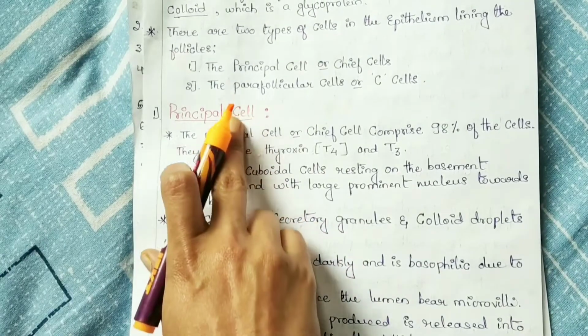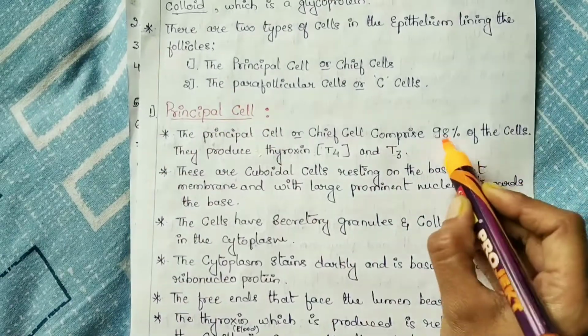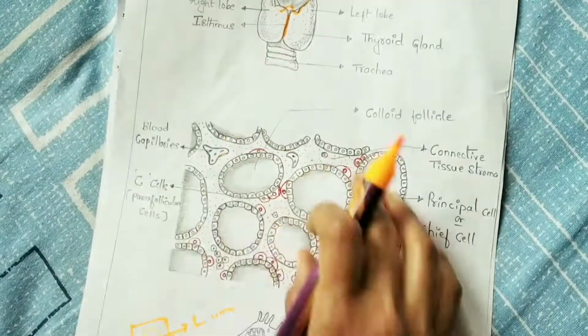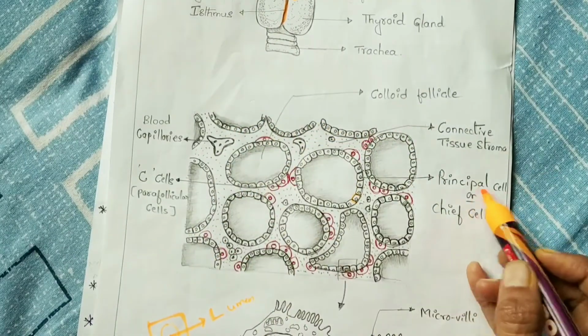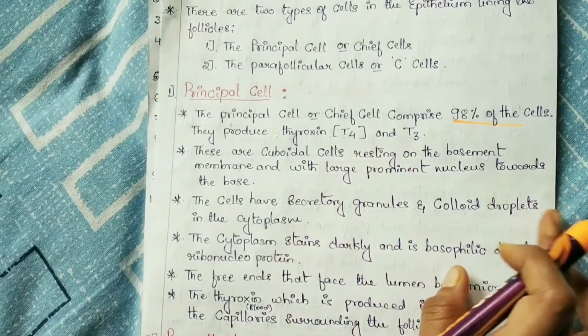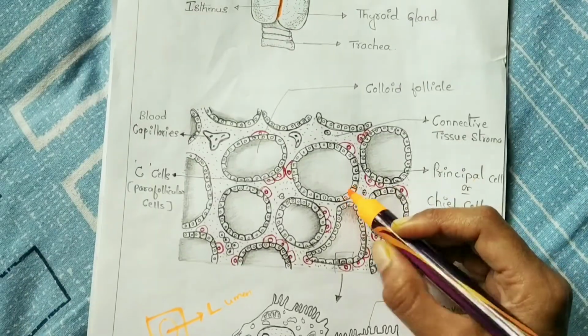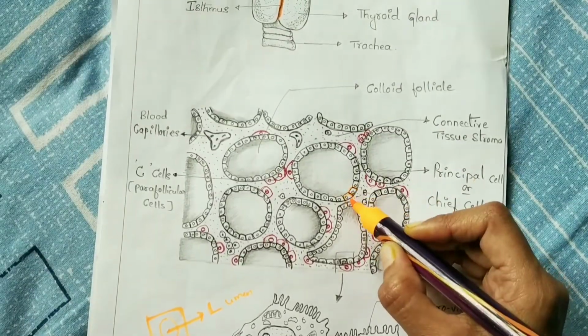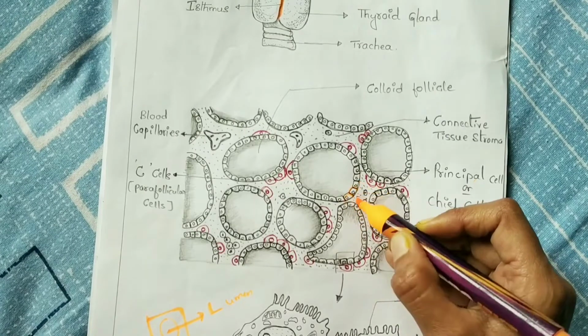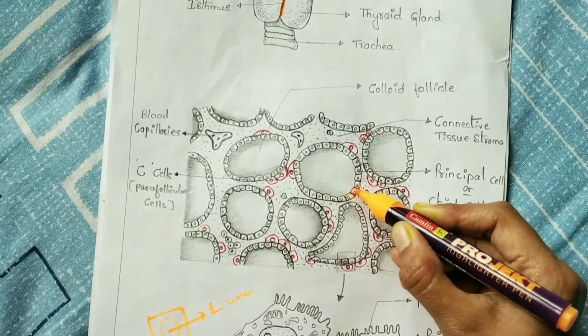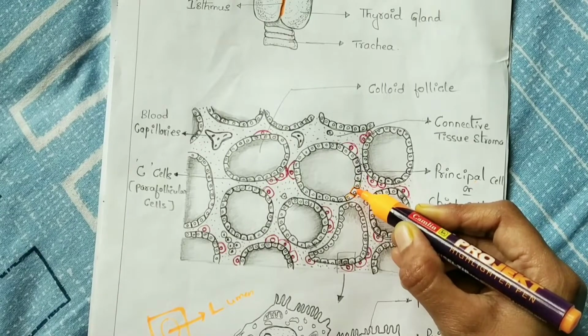The principal cells or chief cells comprise 98% of the cells. So when you look at all the cells, the majority will be principal cells or chief cells. These are cuboidal cells resting on the basement membrane with a large prominent nucleus towards the base. This part is the basement membrane, and the nucleus is towards the basement membrane.